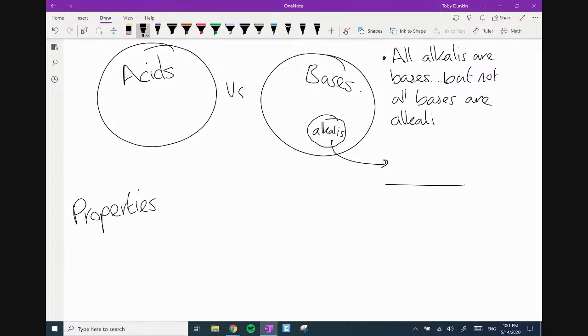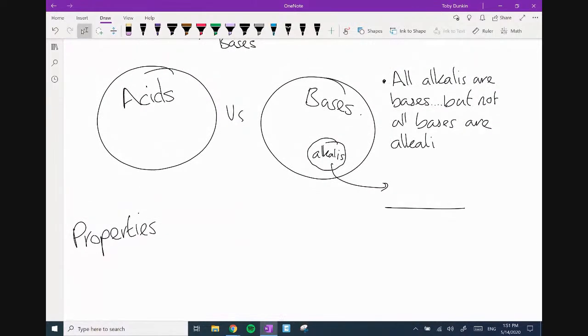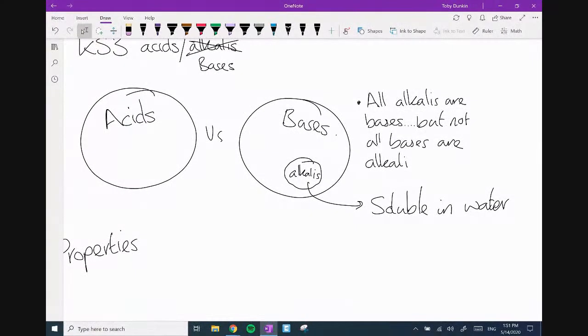pH. Kieran's got it. Thank you very much, Tom. Nothing to do with pH. Doesn't even make sense. Well done, Kieran. They're soluble in water. I just wanted the word soluble. They're soluble. So we need to look at examples of these now.